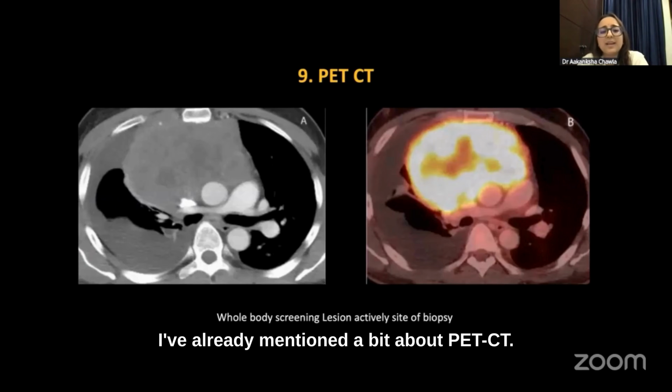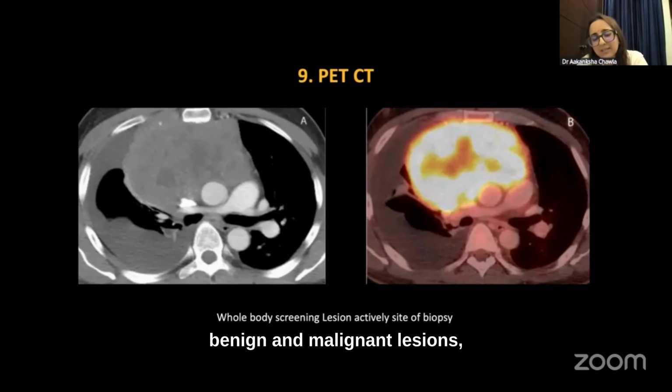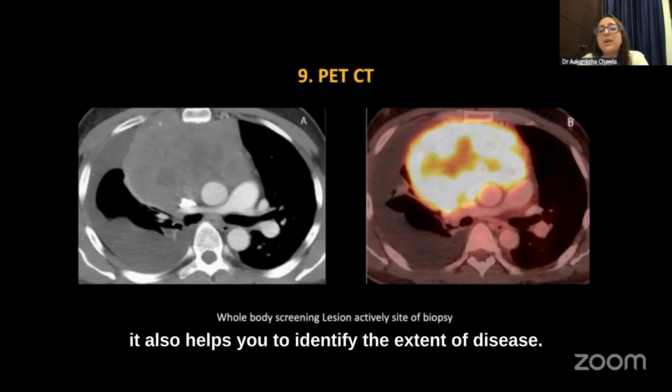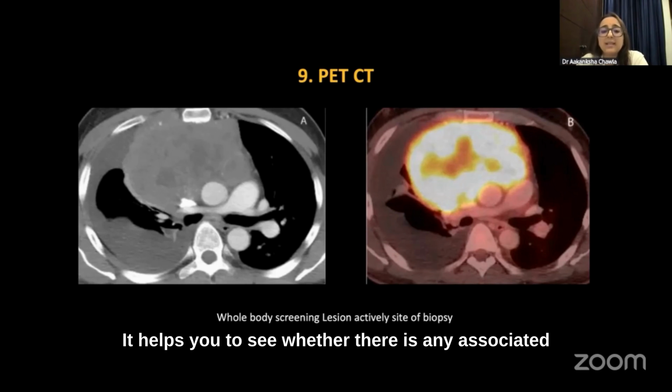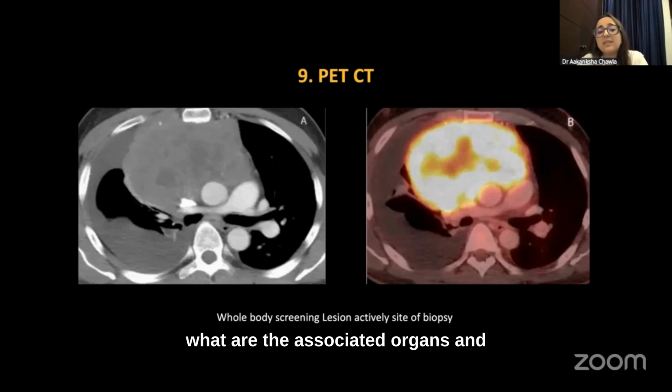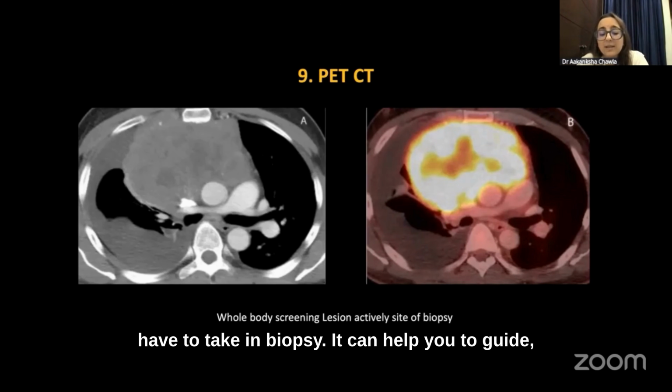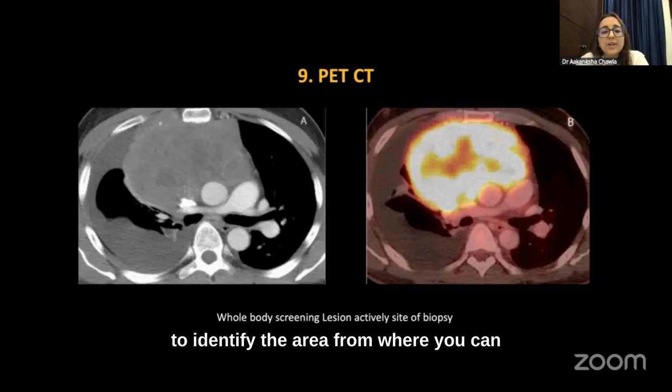Then PET CT. I've already mentioned a bit about PET CT. It not only helps you to delineate between the benign and malignant lesions, it also helps you to identify the extent of disease. It helps you to see whether there is any associated metastasis, what are the associated organs and other parts of the body involved, the tissue viability in case where you have to take a biopsy. It can help you to guide to identify the area from where you can take the biopsy.